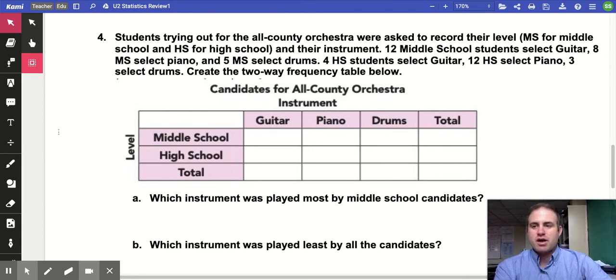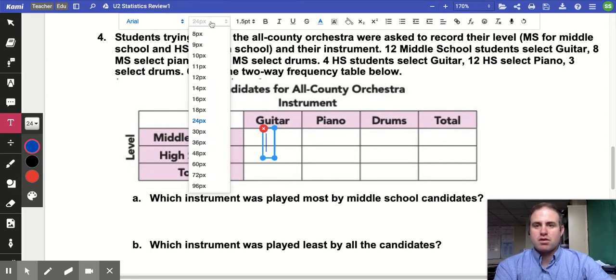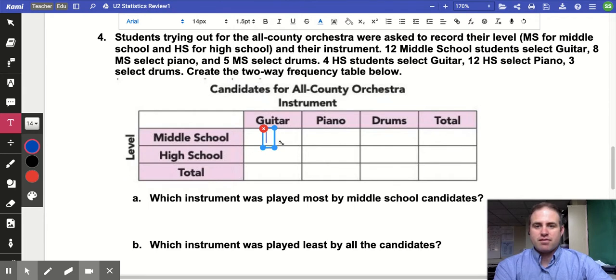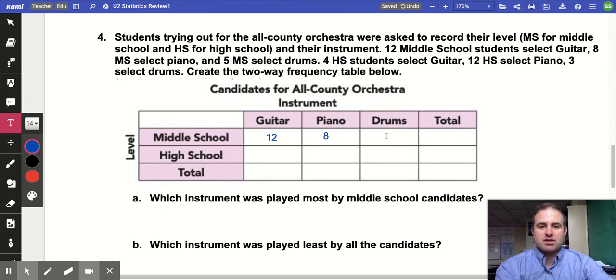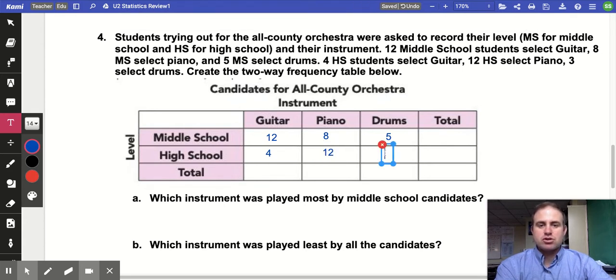So here we can put into our table the information that's given. So 12 middle school students select guitar, 8 middle school students select piano, and then 5 select drums. At the high school level, 4 select guitar, 12 select piano, and 3 select drums. So a frequency table here will just tell us how many have chosen in each category.